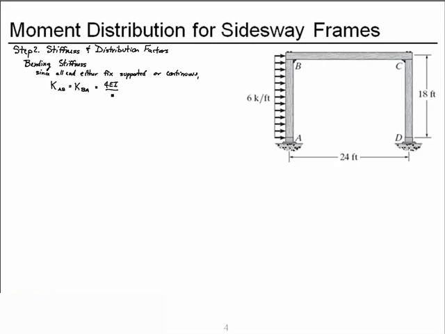For member AB, L is 18 feet. For the beam member, 4EI over 24 feet. And for the right column, 4EI over 18 feet. Now the distribution factors.